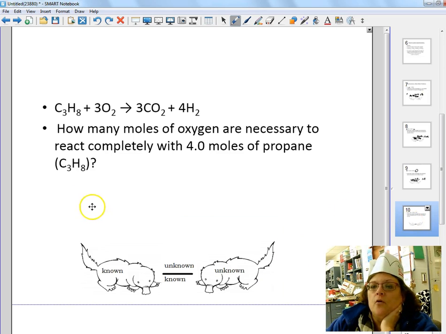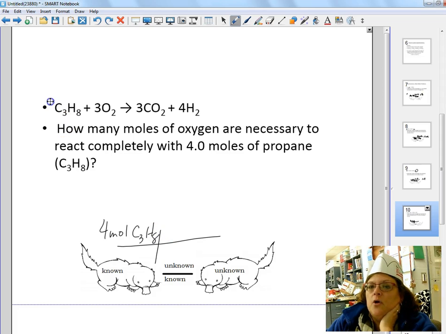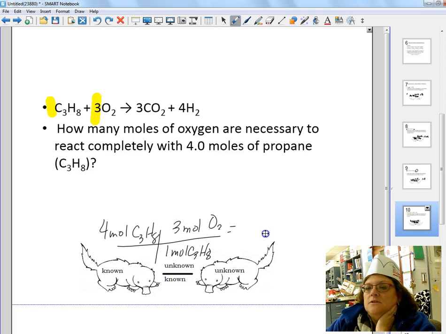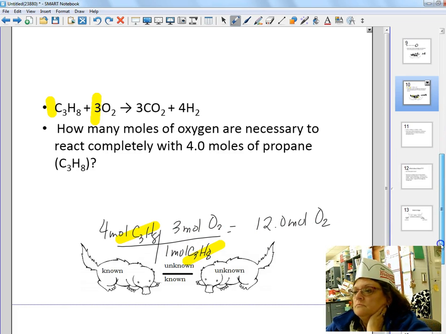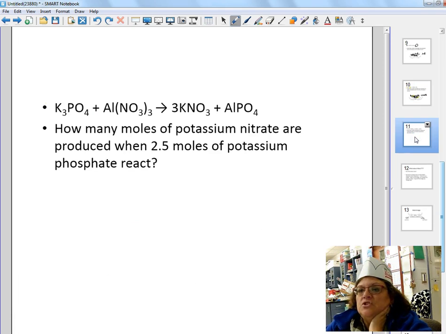If I start with 4 moles of propane, C3H8, what's my ratio of propane to oxygen? Well, 1 mole of propane will react with 3 moles of oxygen. So if I have 4 moles of propane, I should need 12 moles of oxygen. Those cancel. Let's try another one.